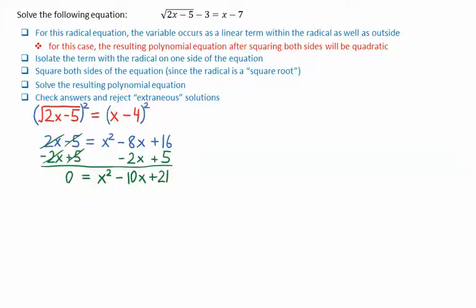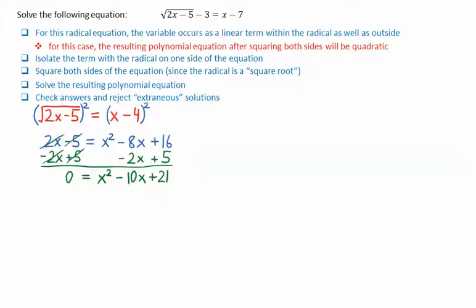At this point, there's a few different ways to solve the resulting quadratic equation. We could solve it by completing the square, using the quadratic formula, or, as I'll do in this case, we can use the factoring method since this quadratic expression will factor.